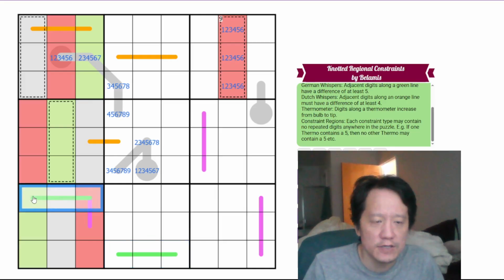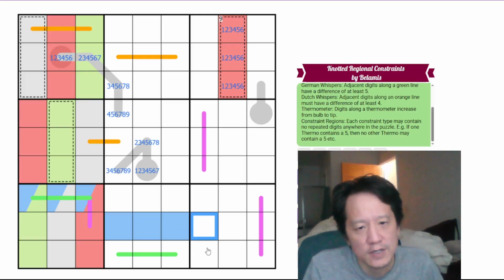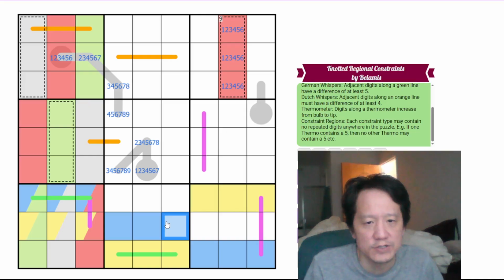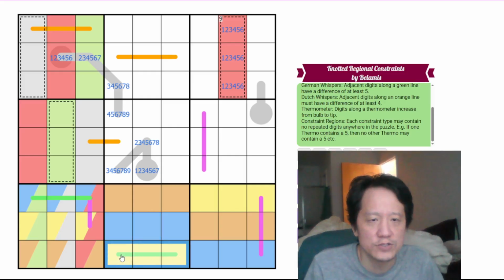Oh, interesting. These three digits, similarly, have to be different from these three digits, so they must be those three digits here. Oh, that's really interesting. So therefore, they must be the same as those three digits. These three digits cannot be these three digits, so they must be the same as those three digits, which means they're the same as those three digits. Which leaves us one remaining set here, here, and here. That's interesting.